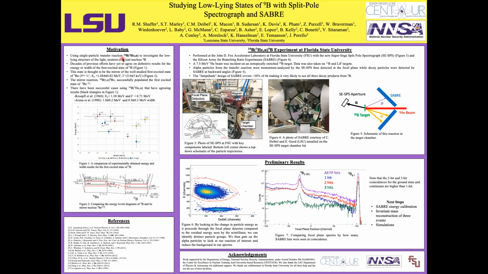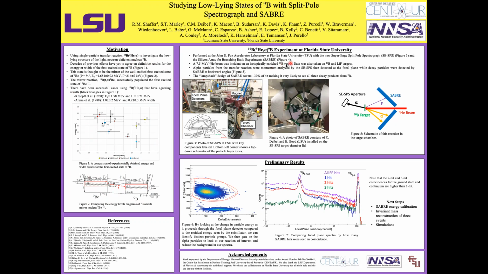So we are going to try to populate and classify this first excited state using boron 10 helium 3 alpha. We chose this reaction because the mirror reaction, boron 10 T alpha, successfully populates this mirror state in beryllium 9. Also, historically, there have been some results that agree within their error bars using this reaction.